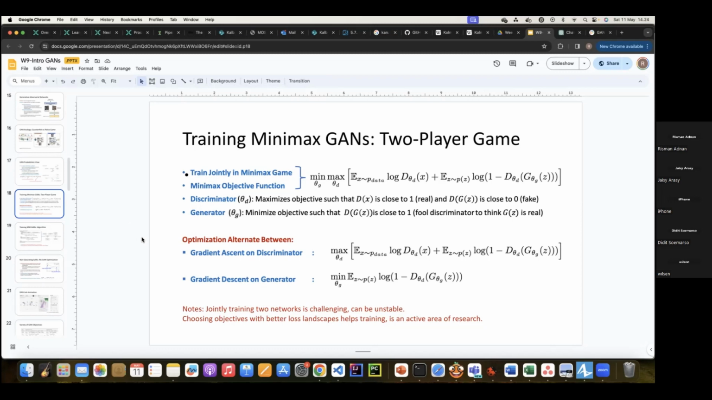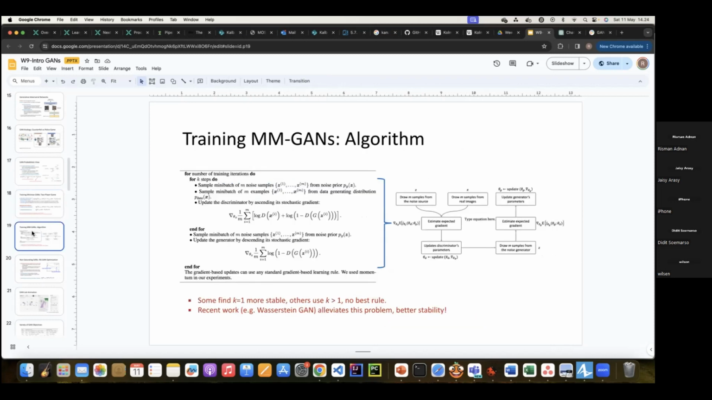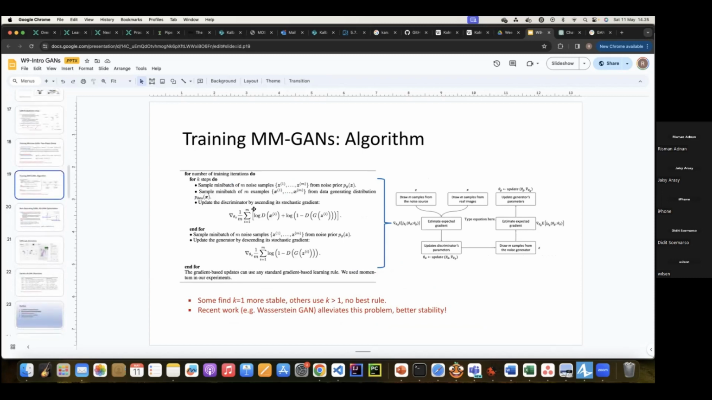So the initial model of GAN, we call it minimax GAN. We perform two gradient steps. The first one, gradient ascent to maximize this objective over the parameters of the discriminator. And the second one, gradient descent to minimize this objective for the generator parameters. So Ian Goodfellow, a student of Yoshua Bengio at that time, proposed this algorithm.